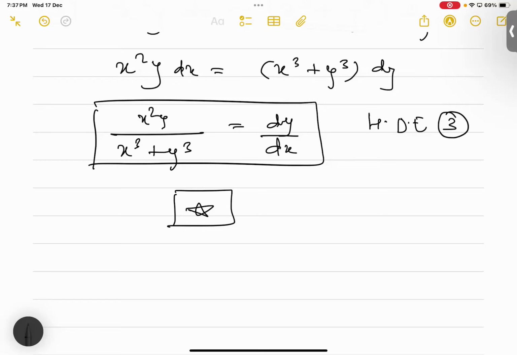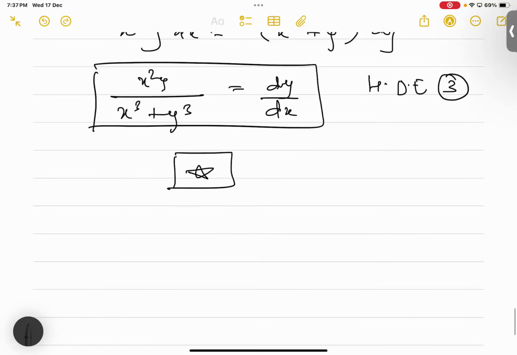By the way, this is homogeneous with degree 3. Why 3? Individual terms, there are 3 individual terms, and the power is consistent, 3. There is a lengthier method to understand this, but then it's okay. The proper way is there to identify how it is homogeneous, but fine. I have given you a shortcut.